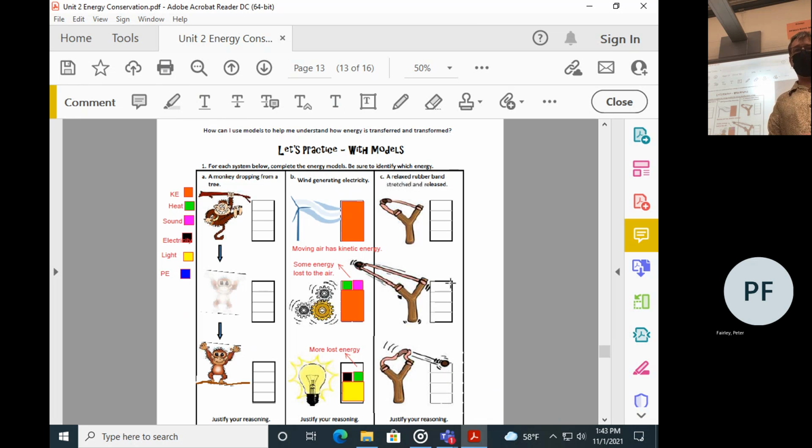Starts out all kinetic with the wind turning the turbines. Some of that kinetic is passed on and transferred to the gears. Now they're turning and they have kinetic energy, but in the process they lose energy from sound and from heat, from the friction. And then this is used to make electricity.